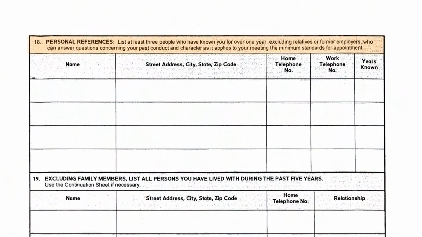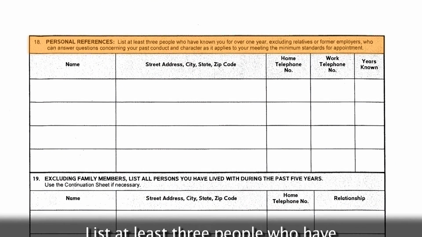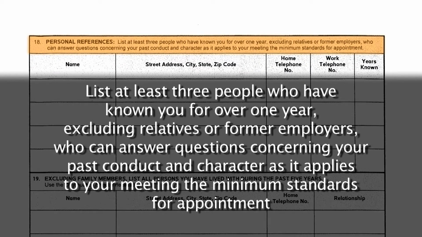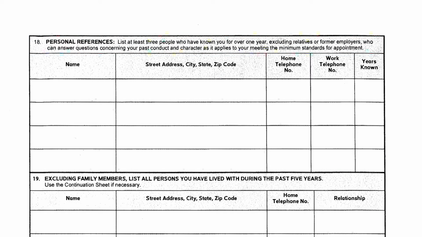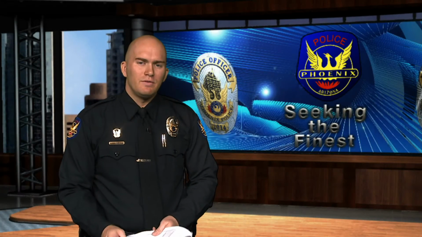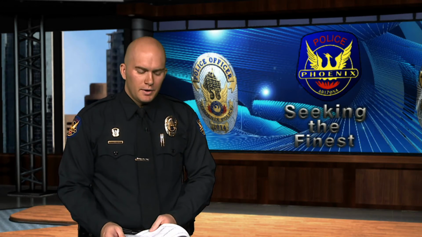Section 18 on page 4 is personal references. It states list at least 3 people who have known you for over 1 year, excluding relatives or former employers, who can answer questions concerning your past conduct and character as it applies to your meeting the minimum standards for appointment. As you notice in that section, it only asks for 3. However, there are 4 spaces. And at the very end, we will touch on what is called the continuation page, where you can add even more info if you would like.